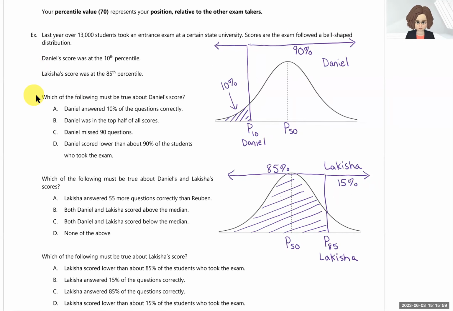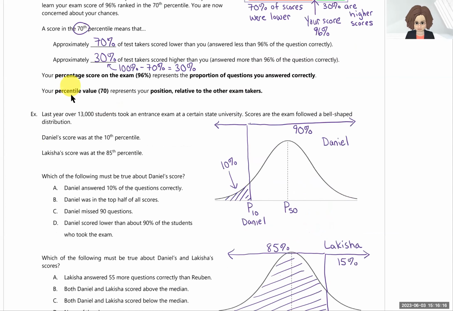Which of the following must be true about Daniel's score? All right, A. Daniel answered 10% of the questions correctly. They gave us no indication of the percent he earned on the exam. That was the reason for discussing the difference here. Percentage is not the same as percentile. So we don't know the percentage of questions that he got correct. I'm just going to cross that one out.